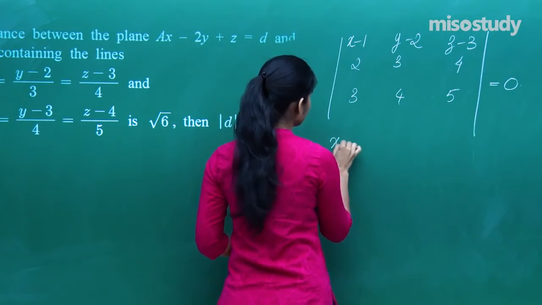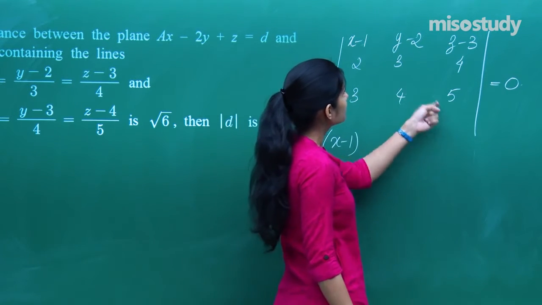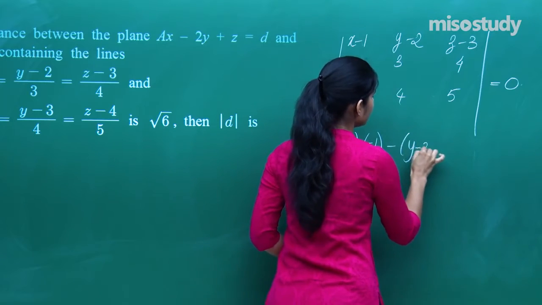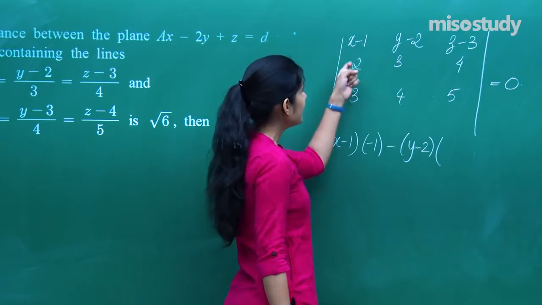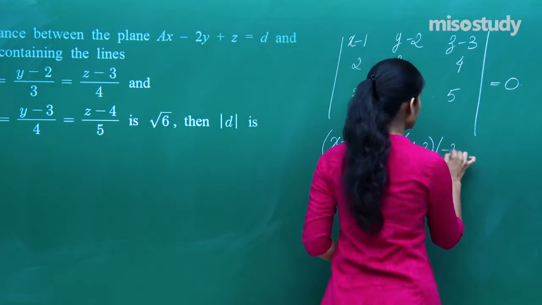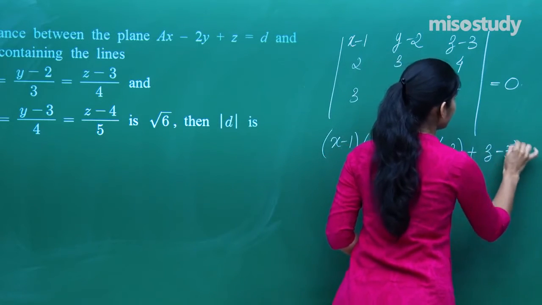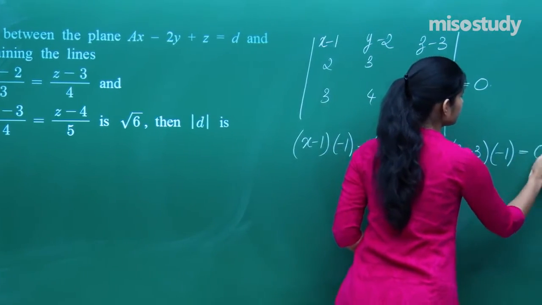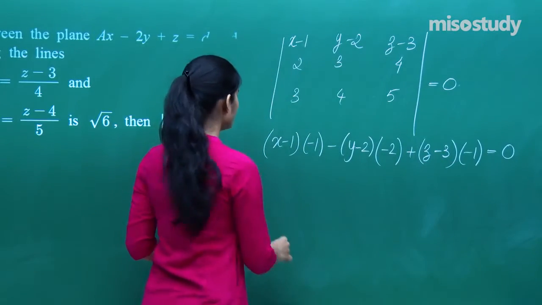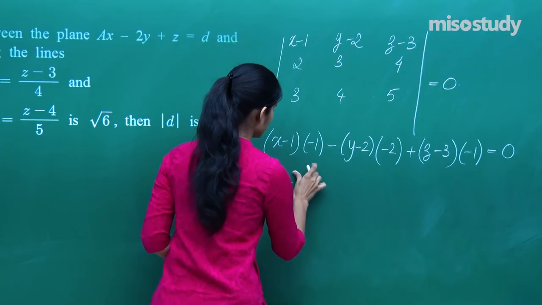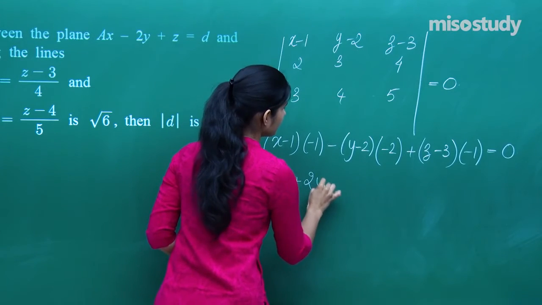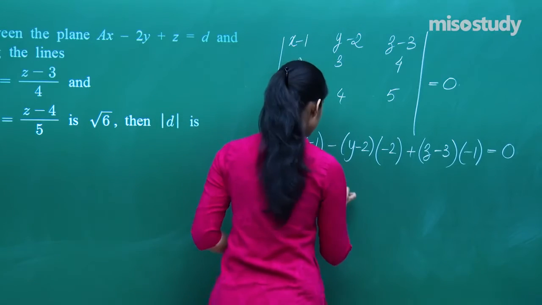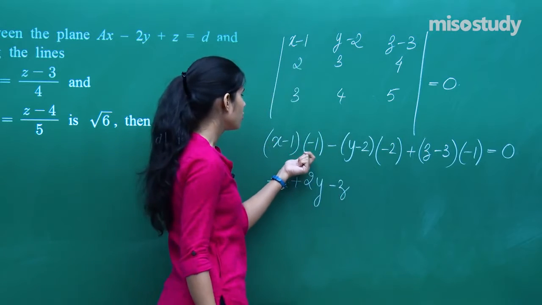So you basically get x minus 1 into, this becomes 15 minus 16, that is minus 1, minus y minus 2 into 10 minus 12, that is minus 2, plus z minus 3 into 8 minus 9, that is minus 1. Fine. So you basically get minus x plus 2y, isn't it? This is minus x plus 2y minus z, and then you have what?